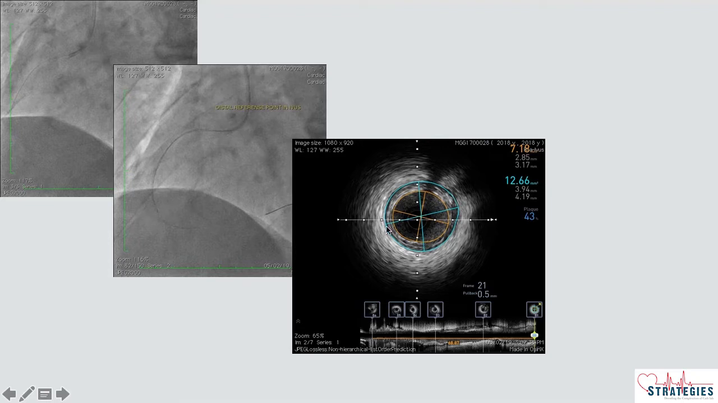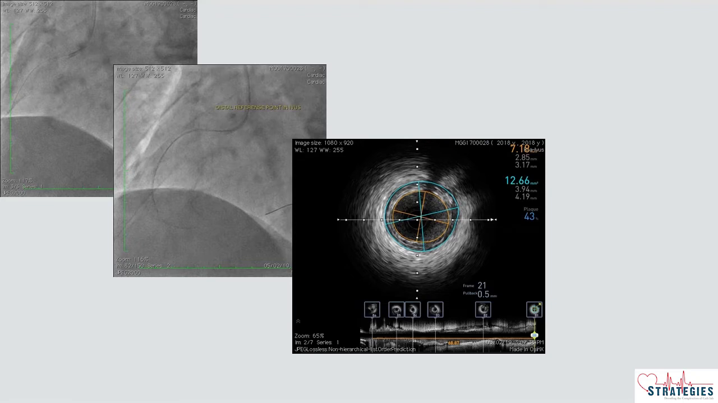If you see the distal landing point, my plaque burden is 43%. Obviously, plaque burden should be less than 40% where your stent ends. And the reference lumen diameters were like 2.8 and 3.1, and EEM diameters are 3.9 and 4.1. Because this patient has a diffuse disease, you always have to see the reference diameter after pre-dilatation.